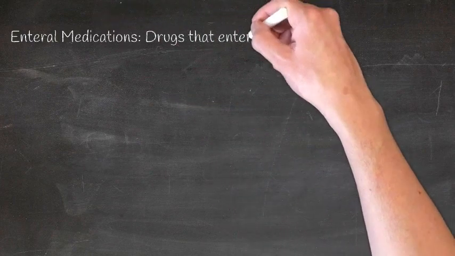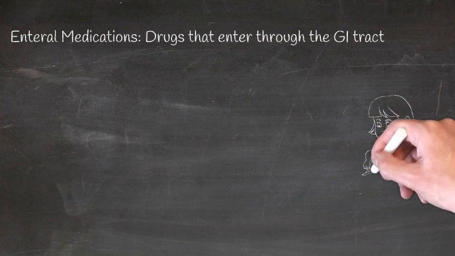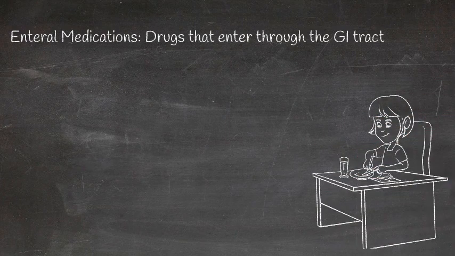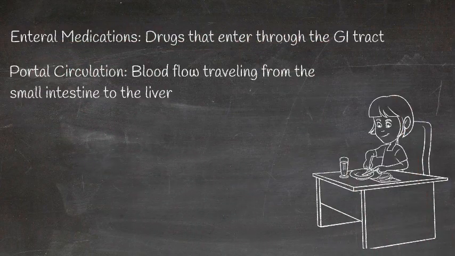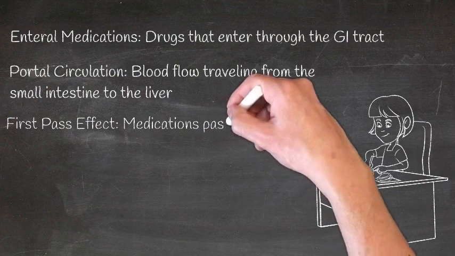Now that we understand pharmacokinetics, there are considerations we need to keep in mind that may interfere or otherwise influence this process. Enteral medications use the gastrointestinal tract. These are primarily oral medications. Circulation from the GI tract brings things absorbed through the system directly to the liver. This is called portal circulation. In this case, medications are metabolized by the liver before they are able to be distributed throughout the body. This is known as the first pass effect.